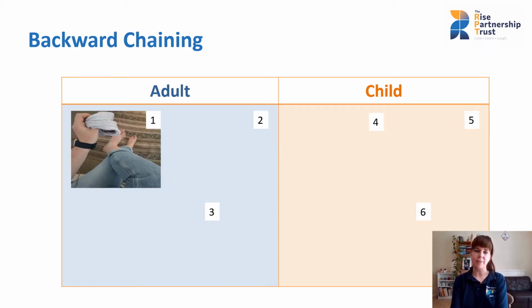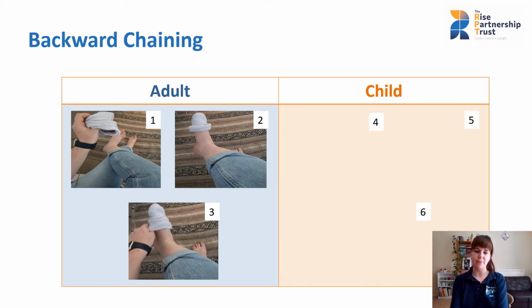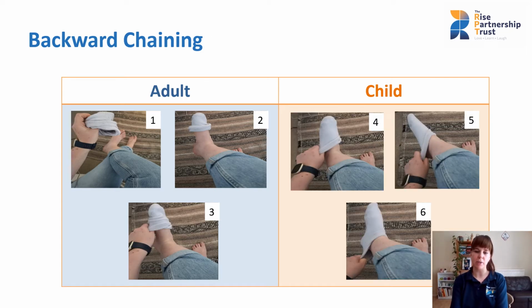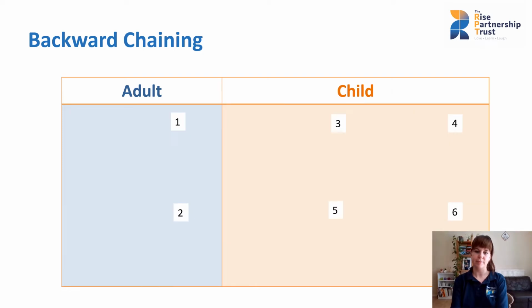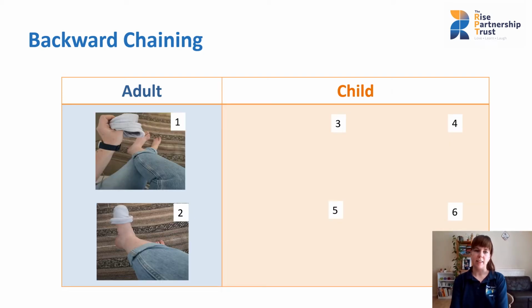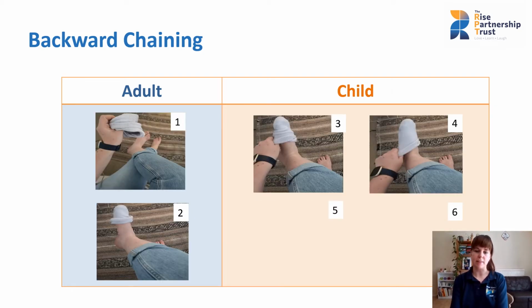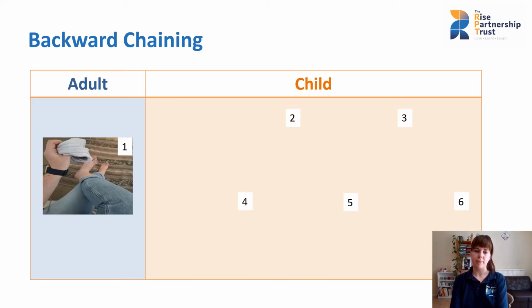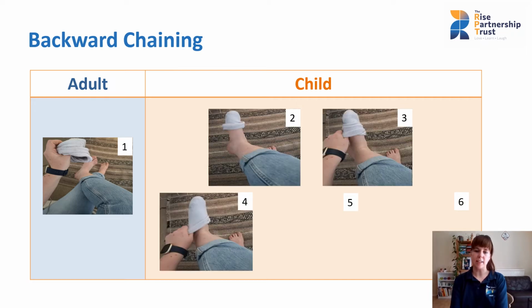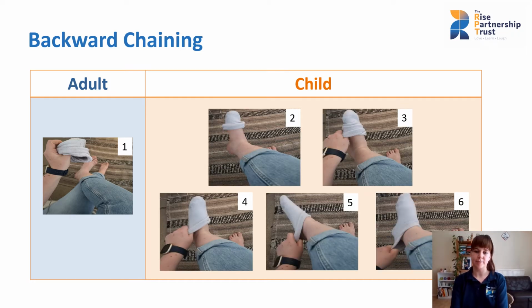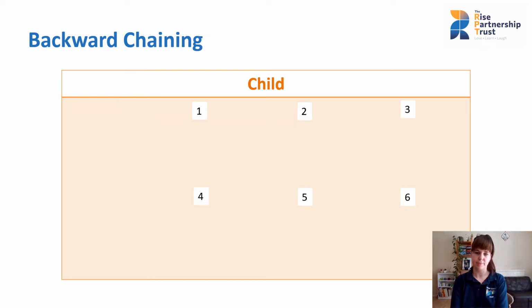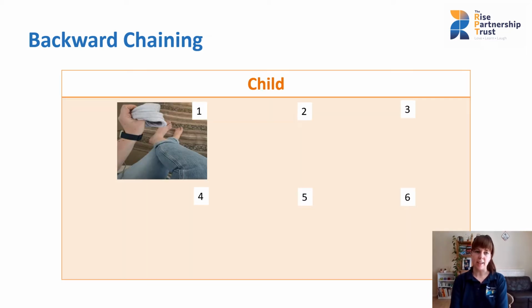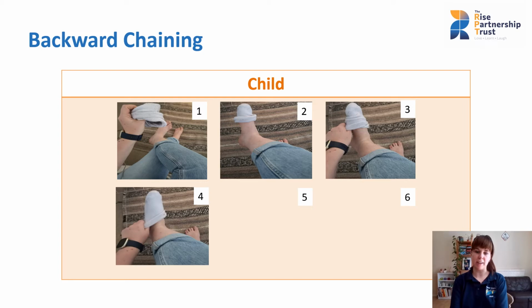As you can see, the adult is doing less and the child is doing more. The child continues to do more of the steps. Here, the adult is doing the first step and the child is finishing the task. And here, the child is independently putting on their socks.